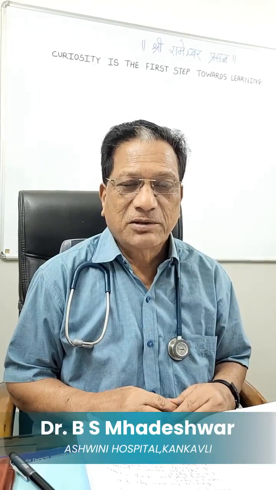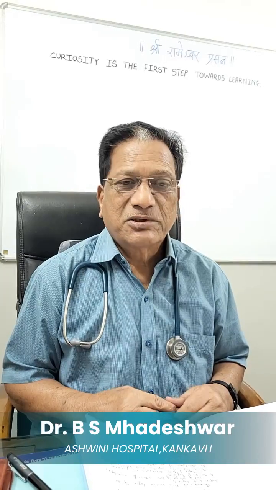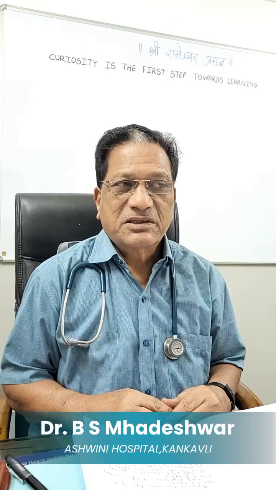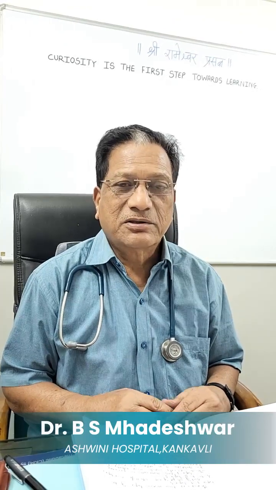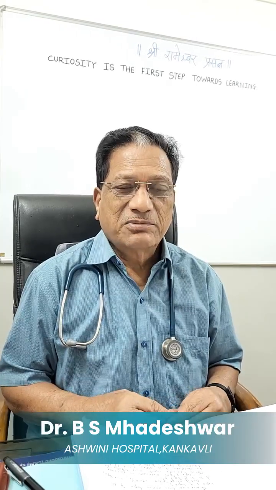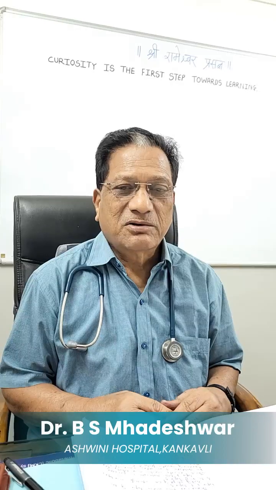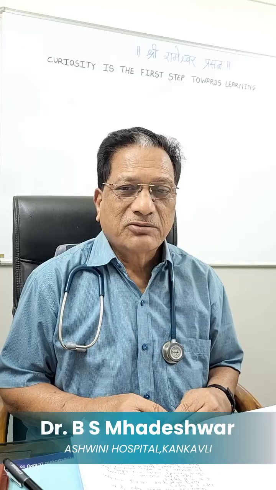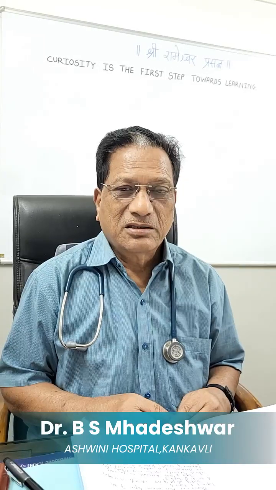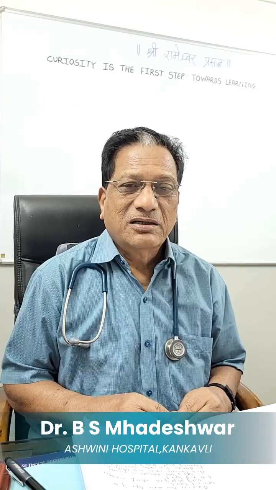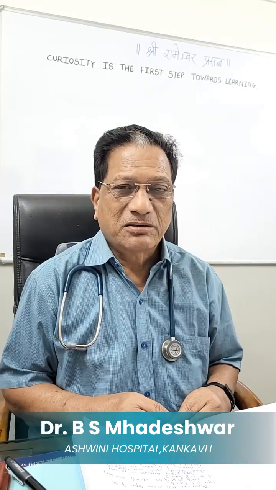Mhadeshwar from Kankavli. Today, I am going to discuss the pathogenesis of diabetes. Basically, diabetes mellitus is a metabolic disorder where there is chronic hyperglycemia. That means blood glucose level is always high, above normal. There are different causes why this blood glucose is high. One of the most important causes is definitely deficiency of insulin in the blood.